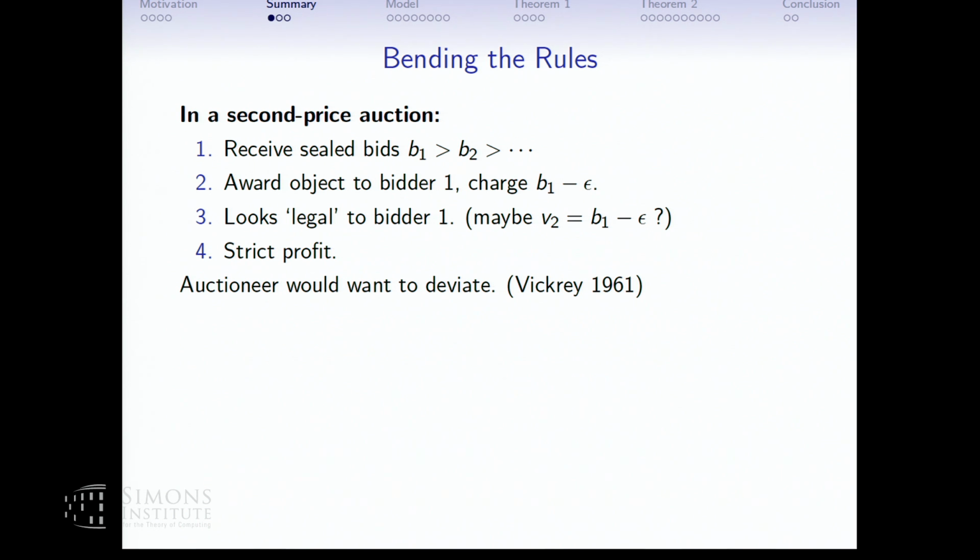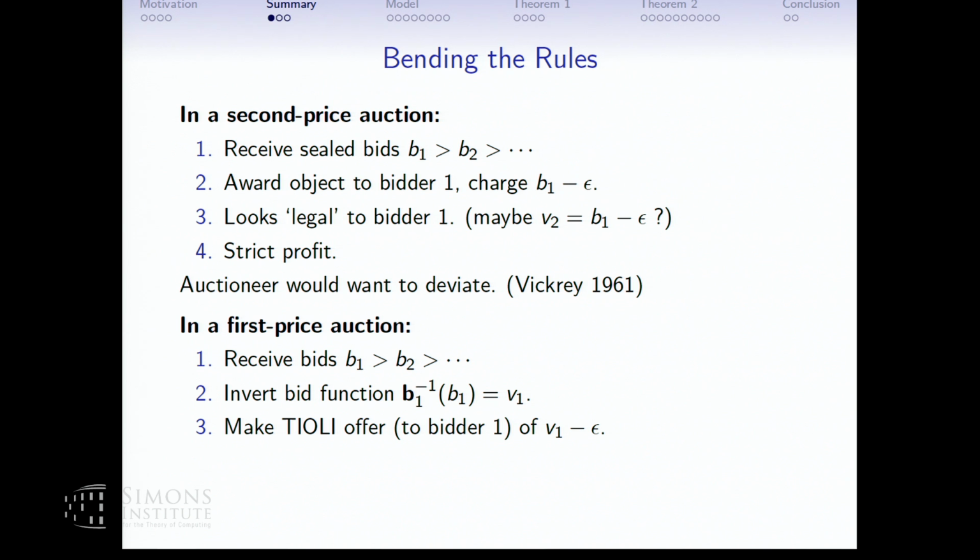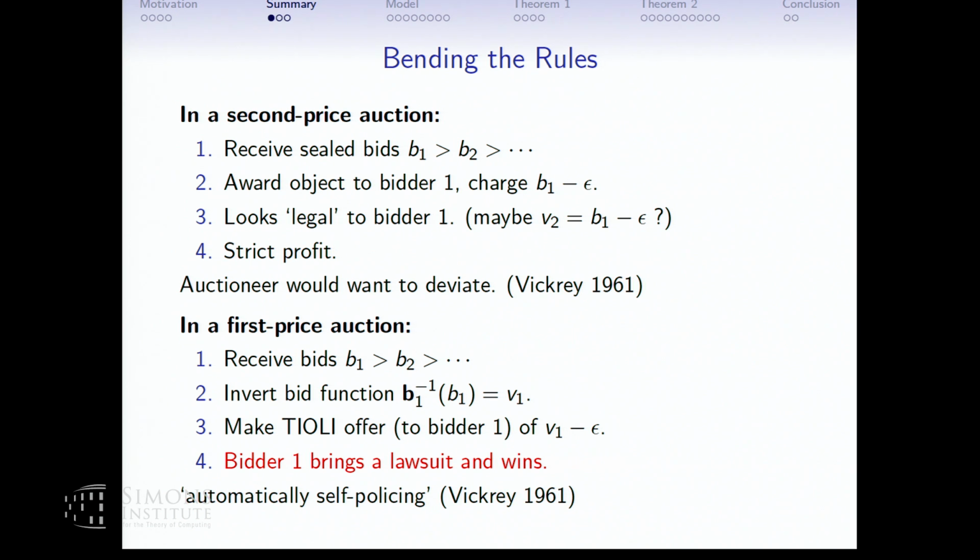Now, imagine you tried to do this same thing in a first price auction. So you're in a first price auction, you receive these bids B1, B2, and so on. Now, you're a smart auctioneer. You know we're playing the fully separating symmetric equilibrium. So you invert bidder 1's bid to figure out her value. Then you make a take it or leave it offer to bidder 1 of her value minus epsilon. You say, well, aha, I know your value now. How about I sell you the object at your value minus a penny? Now, if this happens, probably bidder 1 brings a lawsuit and she wins, right? She says, hold on, the rules of this auction are that I pay my bid. Not that I pay just any amount you choose after I submit my bid. So bidder 1 detects that you've deviated and has an incentive to call the police.